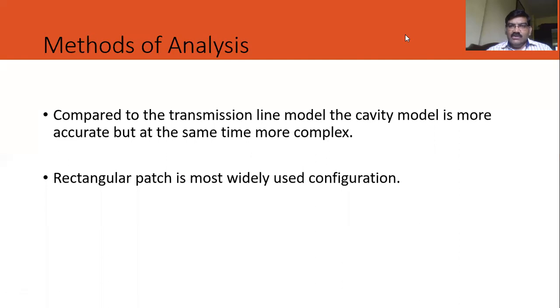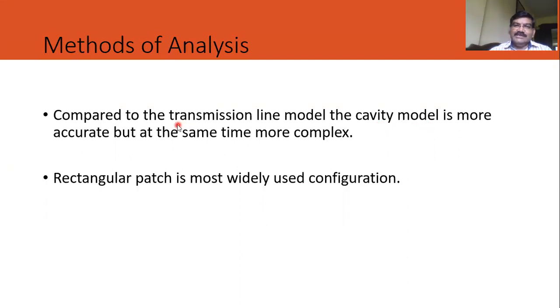Now here in the methods, there are two methods. One is the transmission line model and another is the cavity model. In the transmission line model and cavity model, this transmission line model method is comparatively easier, but the cavity model method is comparatively accurate, but it is complex. The cavity model is generally complex.